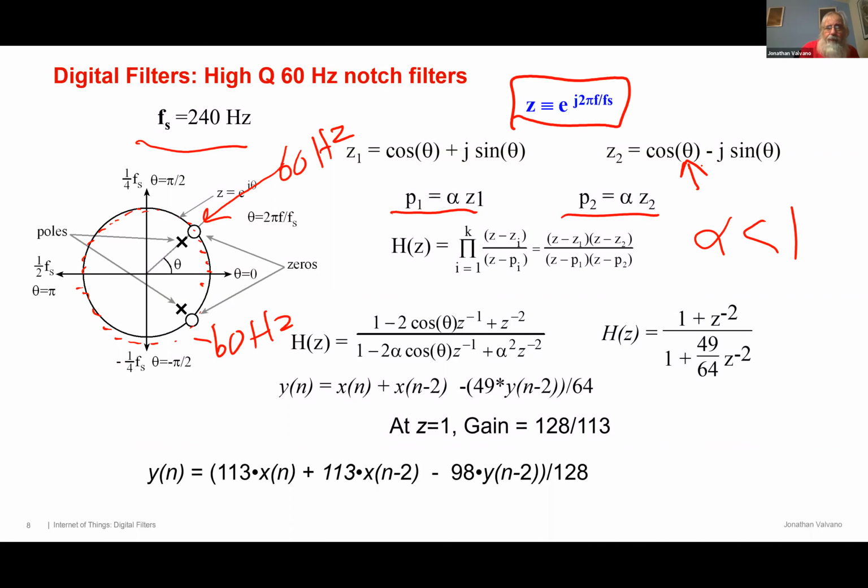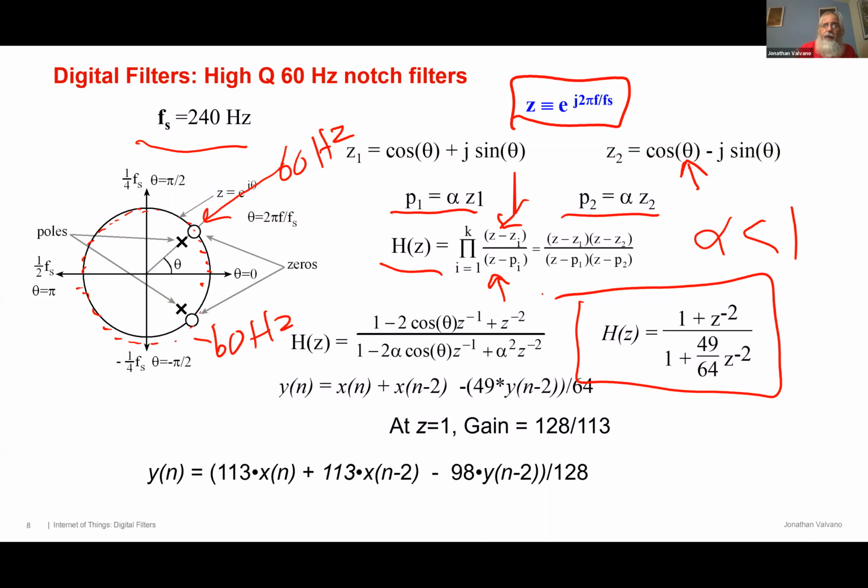And then we can design, here I'm going the other direction. I started with H. H is the product of Z minus the zeros divided by Z minus the poles. So for 2 zeros and 2 poles in complex conjugate pairs, all the j's go away. And so you get 1 minus 2 cosine theta Z to the minus 1, et cetera. In this particular filter, I've chosen it such that cosine theta is 0, so I get something even simpler.